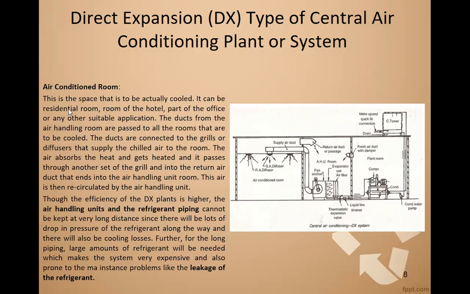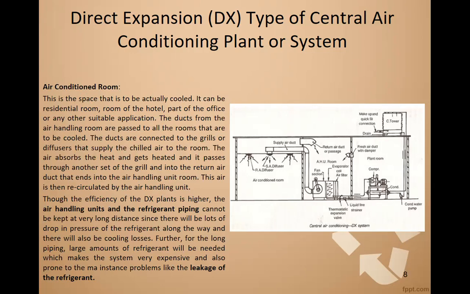So later yung chilled water air conditioned room. This is the space that is actually to be cooled. It can be residential room, room of the hotel, part of the office, or any other suitable application. The ducts from the air handling unit are passed to all rooms that are to be cooled. The ducts are connected to the grills or diffusers.